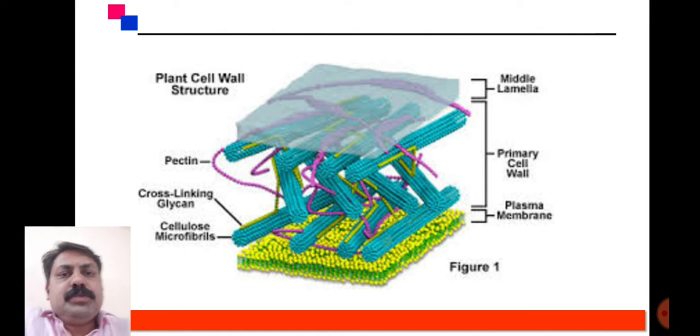Now when we go into the detail of the ultrastructure of this cell wall, it has different components: pectin, cellulose, hemicellulose, and also some protein molecules. So this is how the ultrastructure of the cell wall looks. The middle lamella is the outermost layer, followed by the primary cell wall. In the primary cell wall, we can observe the pectins, then glycans and cellulose, and the plasma membrane on the inner side, beneath the cell wall.